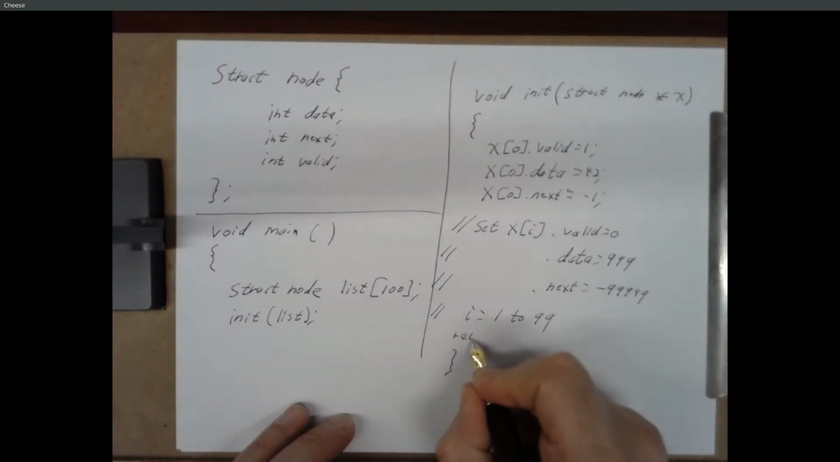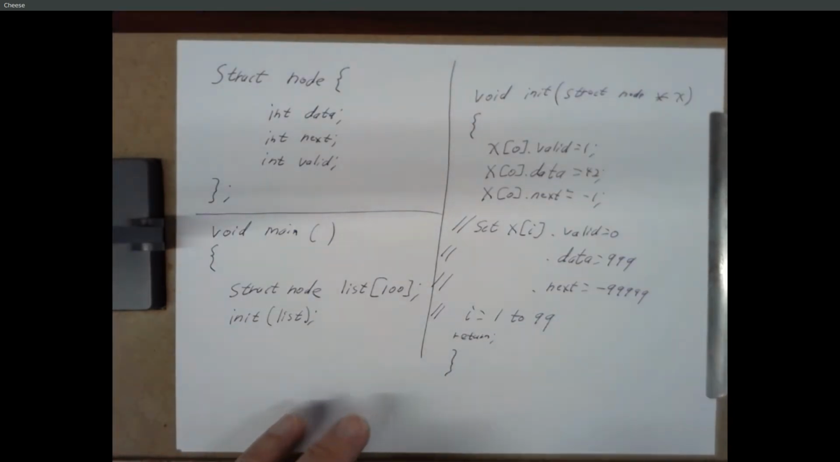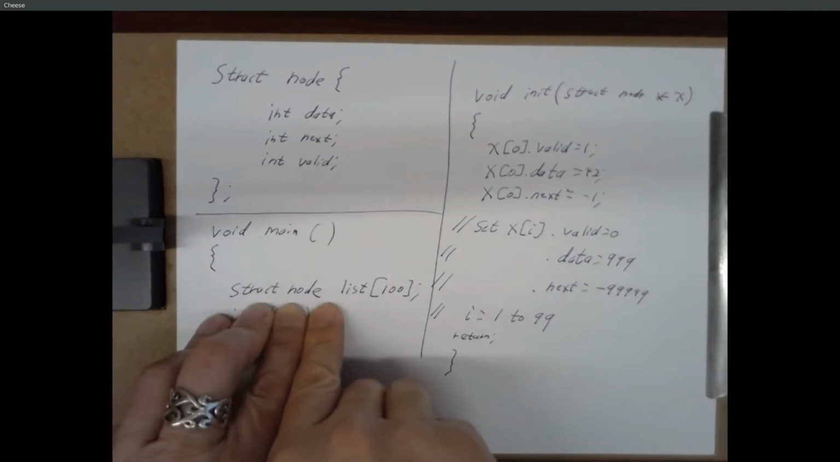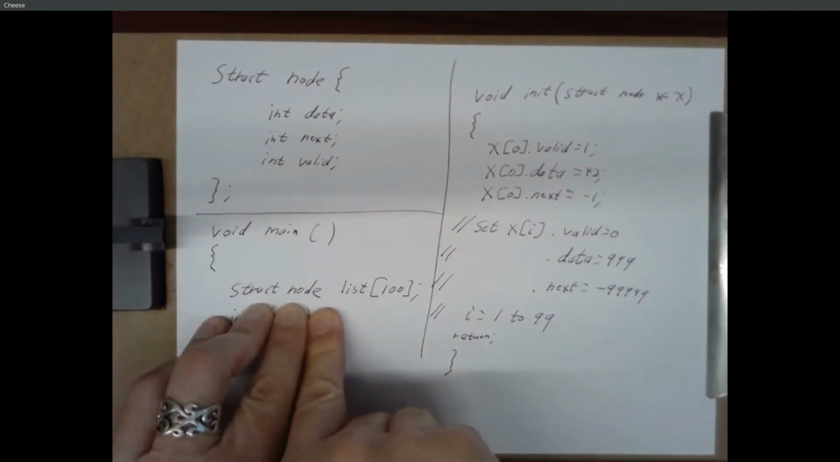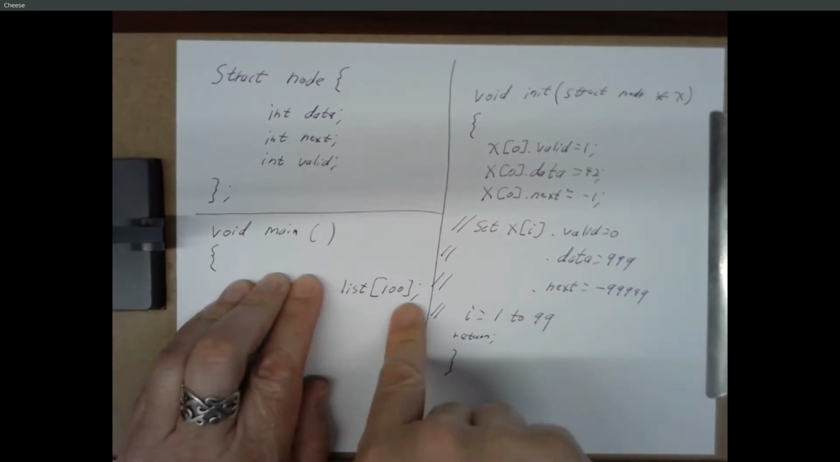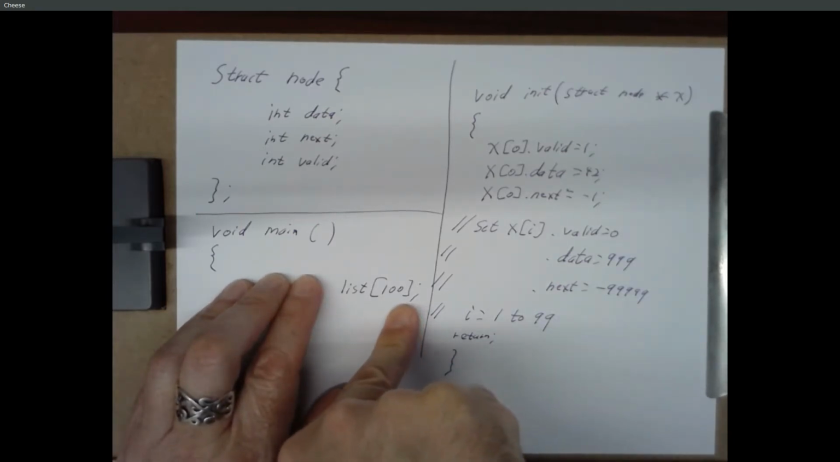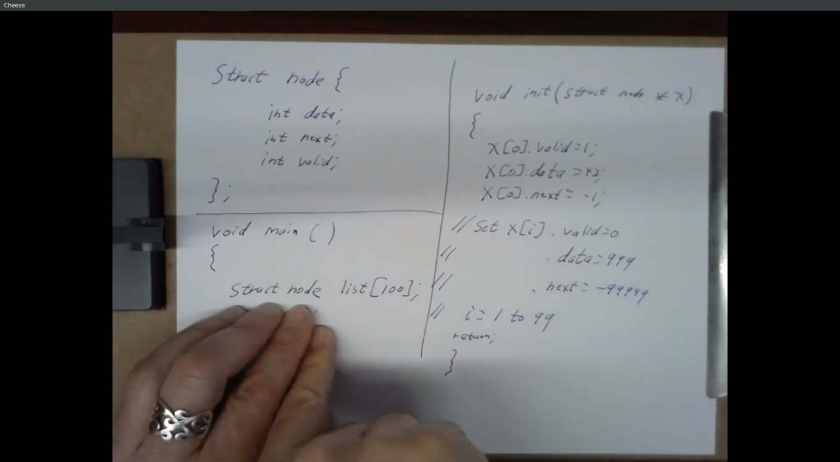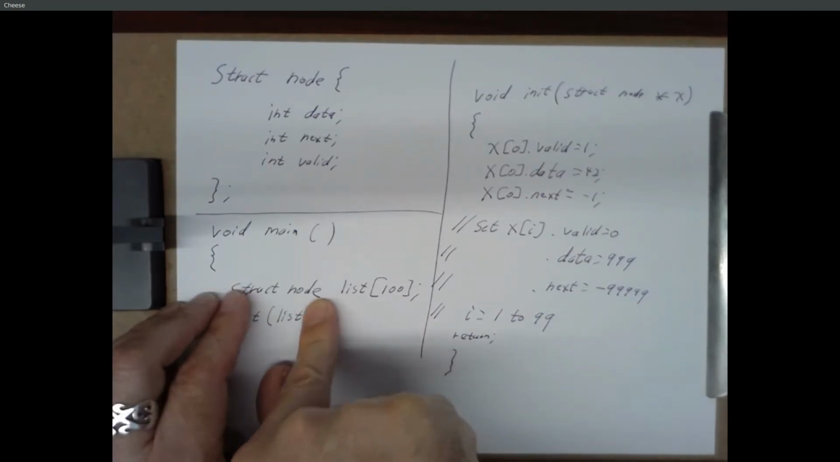So what does that one line under the main function do? The struct node? Yeah. So that's a variable declaration, okay? If I had said integer list bracket 100, that would make an array of 100 integers called list. Okay, here it's making an array of 100 struct nodes called list.